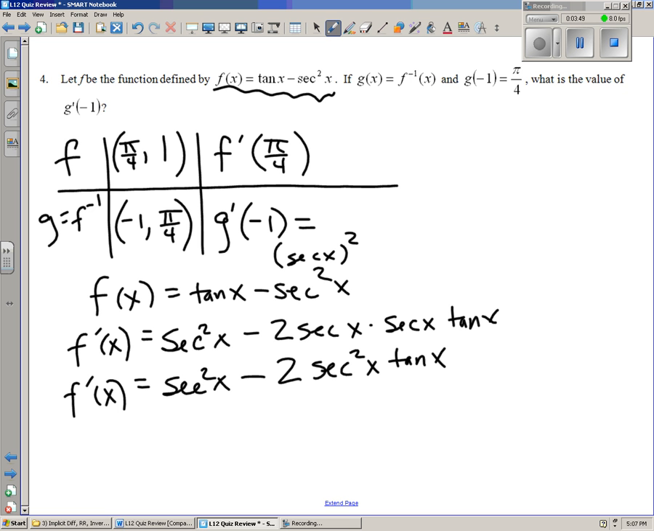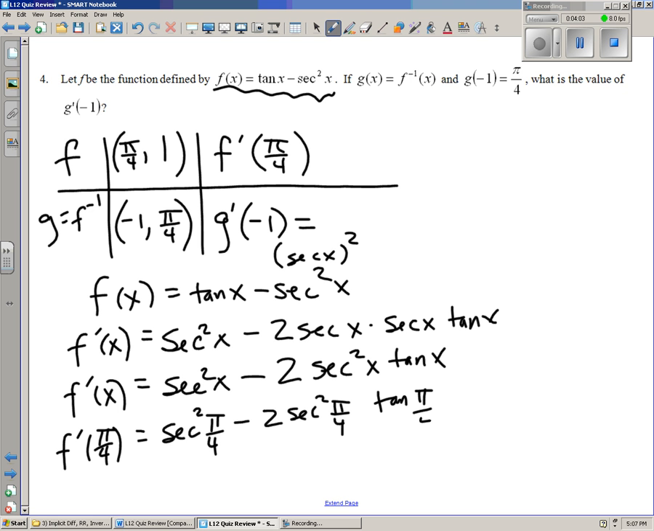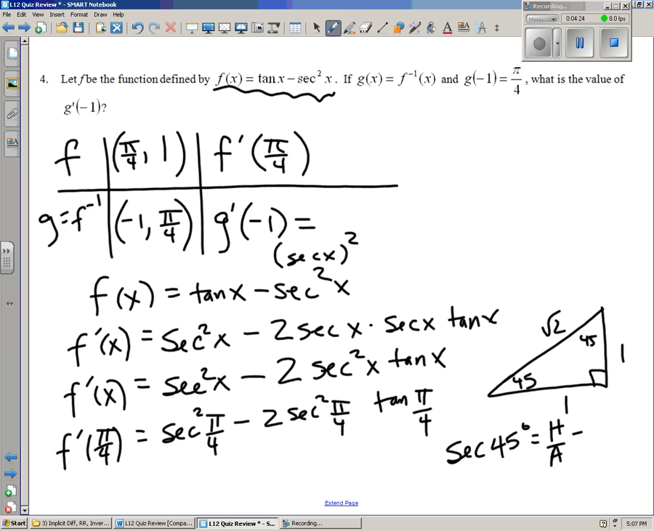Now we need to evaluate this derivative at x is pi over 4. So f prime at pi over 4 is secant squared of pi over 4 minus 2 secant squared pi over 4 tan pi over 4. Pi over 4 is 45 degrees, so I will draw a 45-degree reference triangle. 45, 45, 90. And the legs are 1, and the hypotenuse is root 2. So secant is the reciprocal of cosine. So that's hypotenuse over adjacent, which turns out to be square root of 2 over 1, or just square root of 2. But we need to square that. So secant squared of 45 degrees is radical 2 squared, which is just 2.